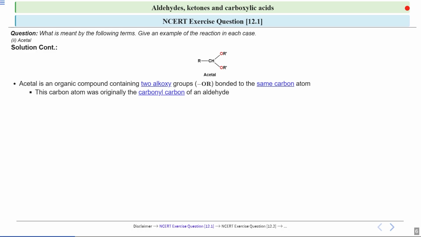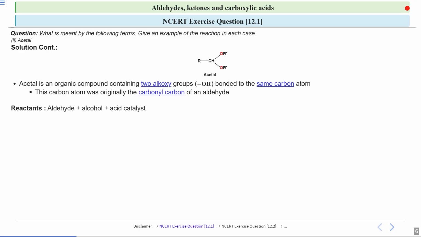It is important to note over here that this central carbon was originally the carbonyl carbon. So I can say the carbon that now holds the two OR groups, or the alkoxy groups, was previously double bonded to oxygen in the starting aldehyde molecule.